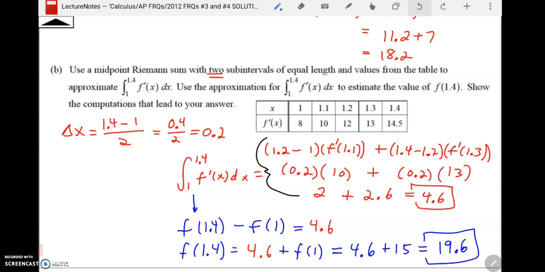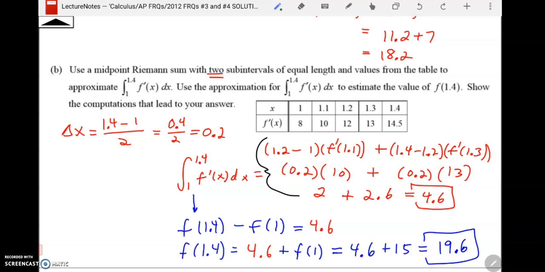So I don't need to write the 1.2 minus 1. I just did that to show you that's my first sub-interval. And then from 1.2 to 1.4, the next sub-interval also has a width of 0.2. So these are the widths, right? Remember, it's width times length, and the lengths are the heights of the rectangles.